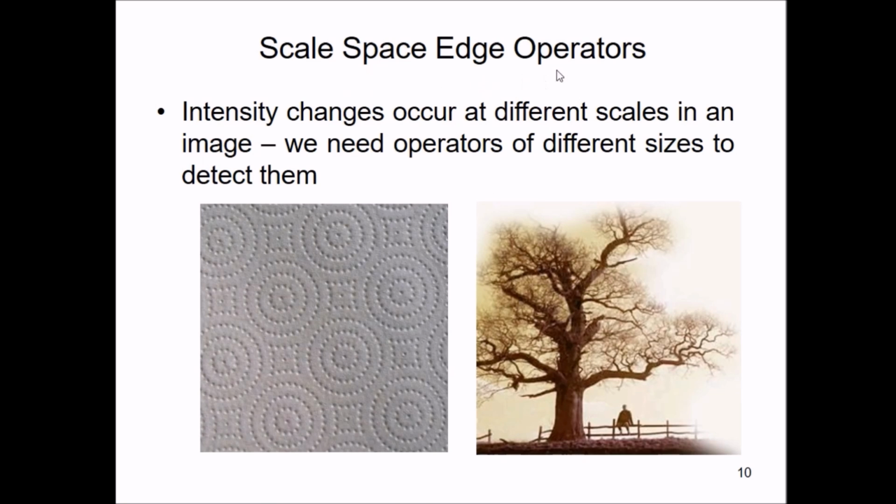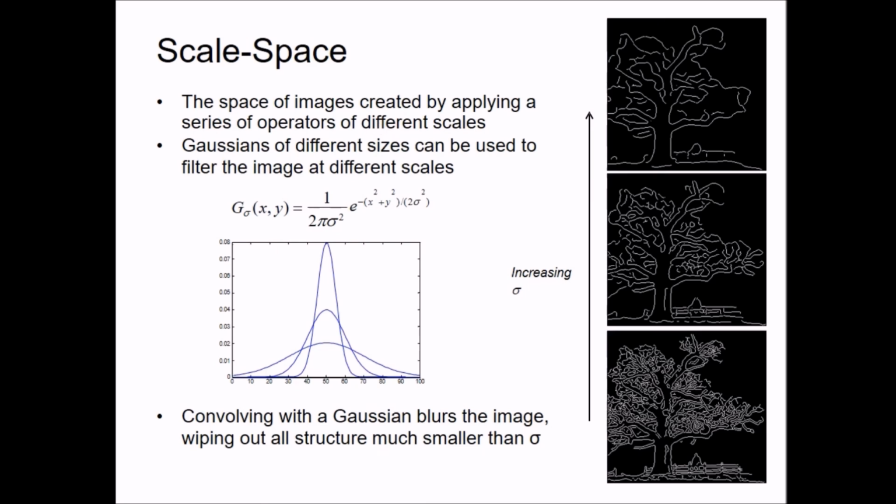So scale space edge operators are also there, and we really require these scale space edge operators. Intensity changes occur at different scales in an image, so we need operators of different sizes to detect them. Somebody may be interested in this point only, somebody may be interested in that point only. So there have to be scale space edge operators. Scale space means the space of images created by applying a series of operators of different scales, and Gaussians of different sizes can be used to filter the image at different scales.